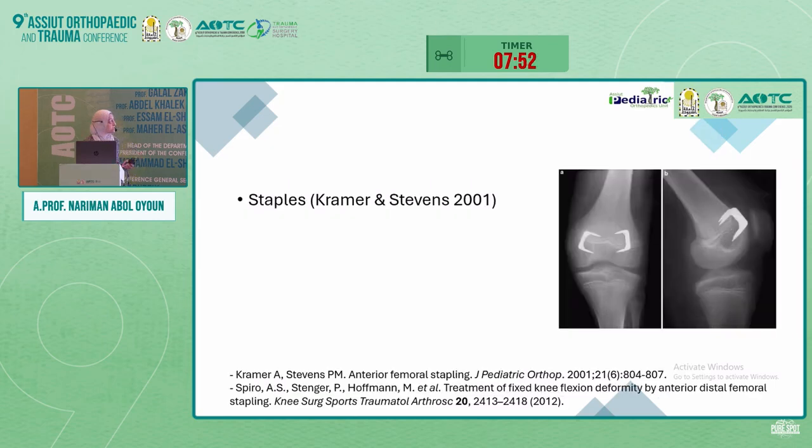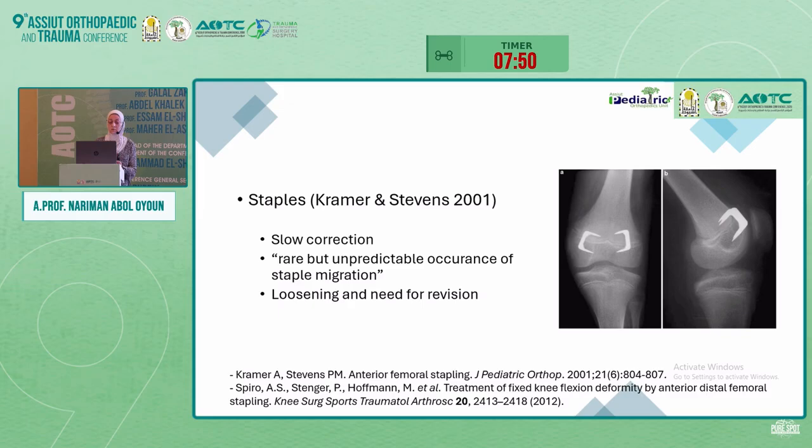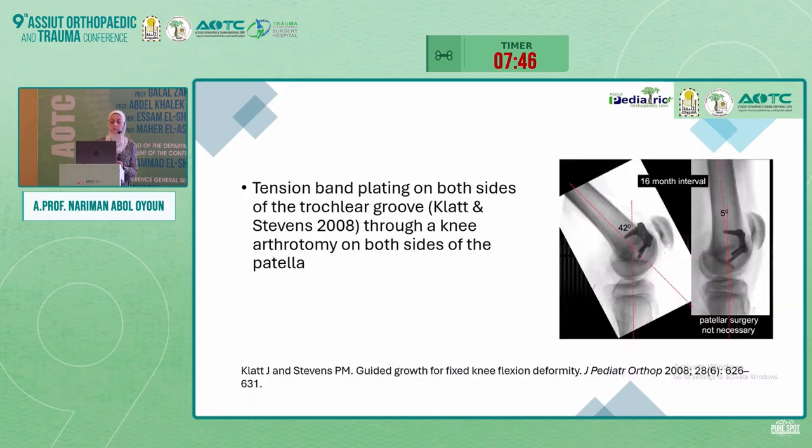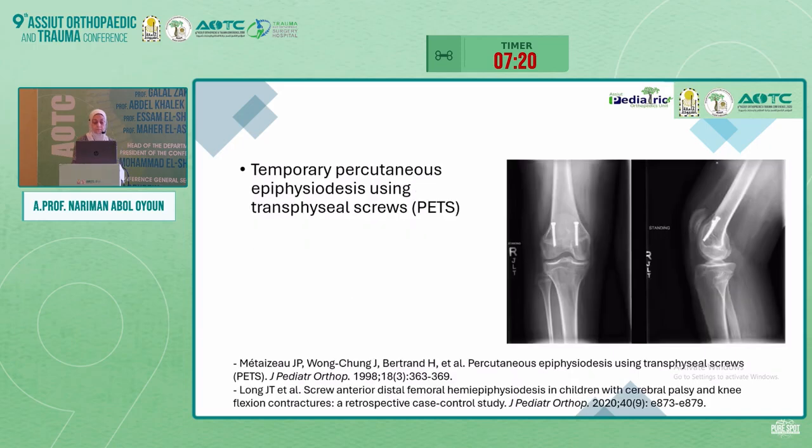So what have been used so far are staples. I'll go through these quickly. Staples did the job until the 8 plates were invented, and the 8 plates were used in an anterior to posterior direction, aiming at fixation of the anterior physis only, and they had to be inserted through an arthrotomy. So you opened the knee, put the plates on both sides of the patella, and that resulted in anterior knee pain and crepitus and stiffness. It did do the job and achieve knee extension, as we can see in the second X-ray.